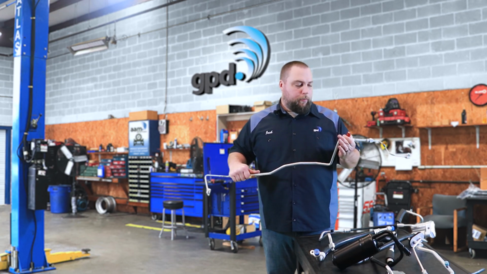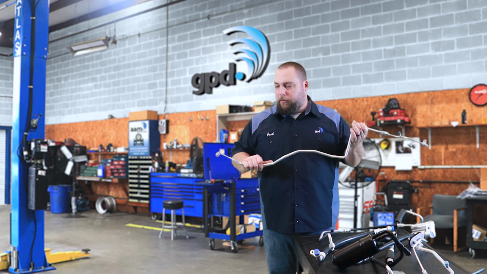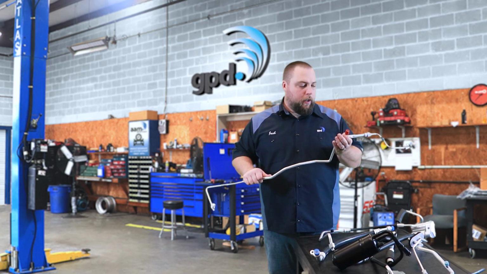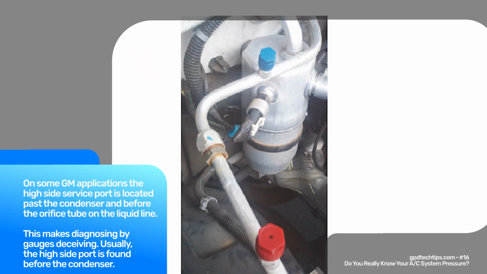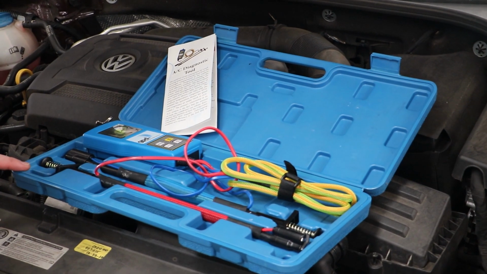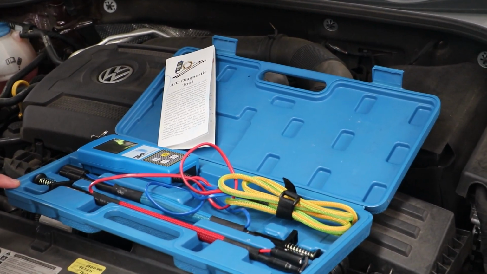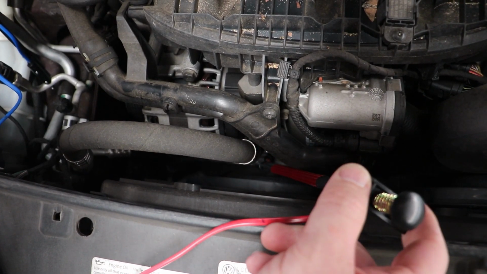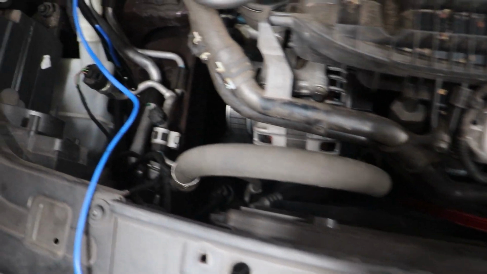So it's hard to tell if you have a blocked condenser if you're not reading the pressure before the condenser. If you're testing a condenser on a vehicle that has the discharge port in the liquid line, it's best to go ahead and test by temperature. We do sell temperature testers that you can actually hook to the line and check the temperature of the line for diagnosis instead of relying on a service port that may not give you accurate readings.